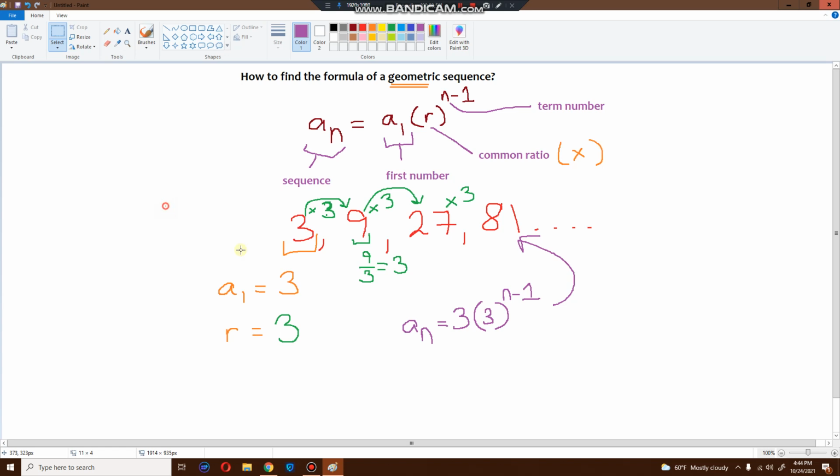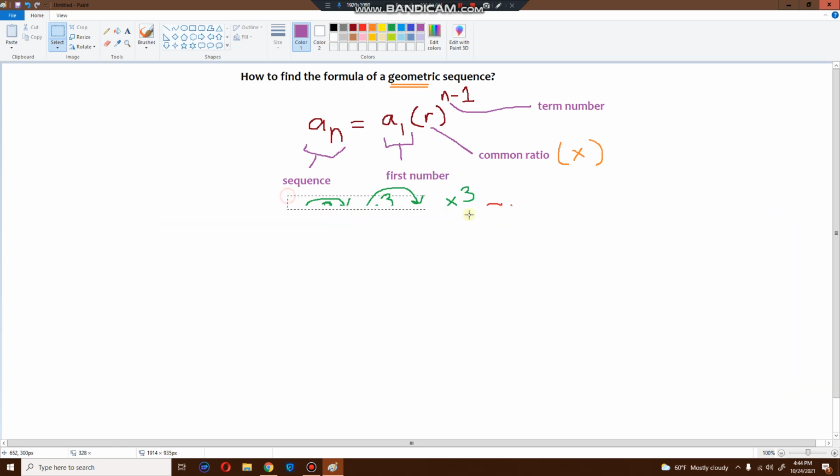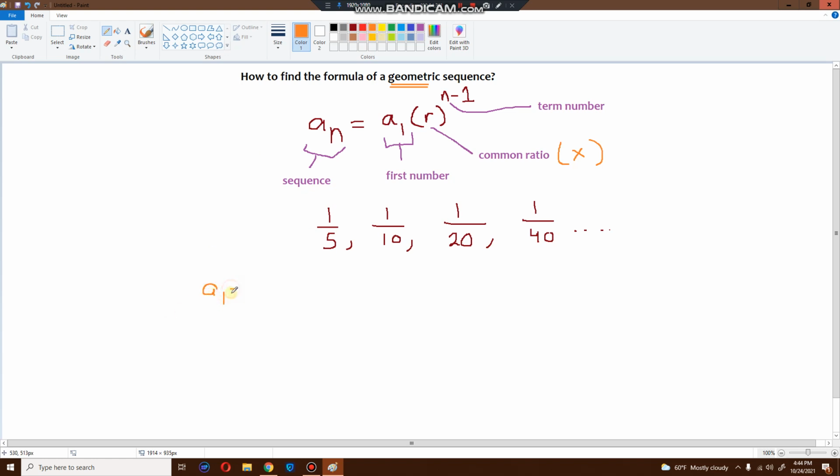This time with fractions. It's the same technique, so don't be scared of fractions. Let me give you the sequence here. Let's start with 1 over 5, comma 1 over 10, then 1 over 20, and 1 over 40, and so on. I would like to find the formula of this particular sequence right here. How do I do it? Well, I need my a sub 1, the first starting number, and as you can see, the starting number is 1 over 5.